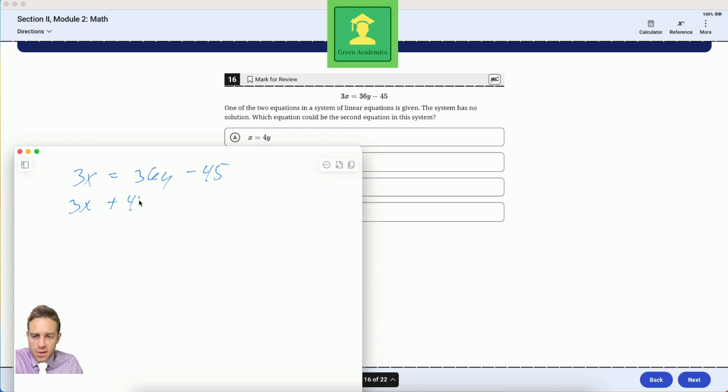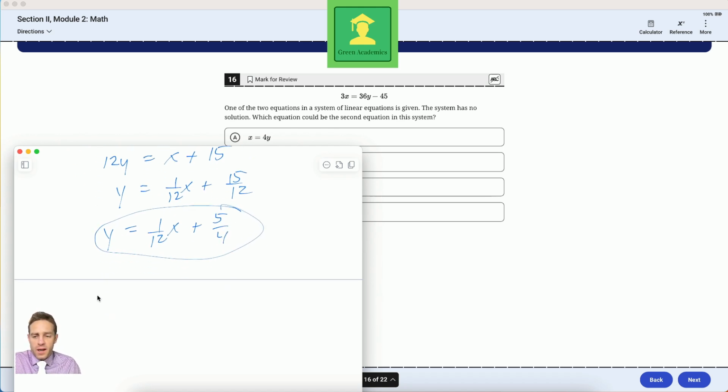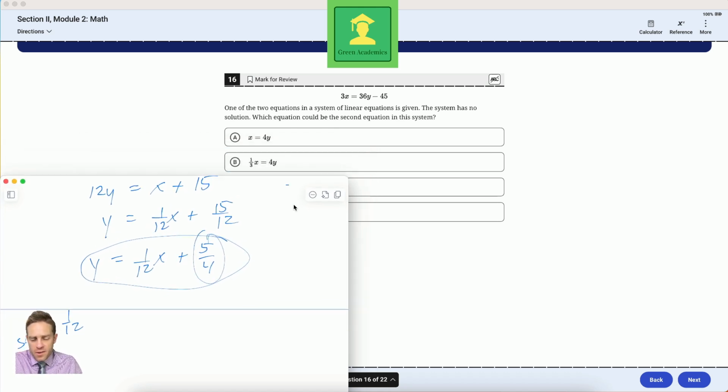So put this on the other side. I'm going to write it the other way. And then if I divide everything by 3 momentarily, I'm looking at 12y is x plus 15. And then divide by 12 gets you 1/12 x plus 15/12, which you could have written as y is 1/12 x plus 5/4. So you want the other line to have a slope of 1/12, but it cannot have the same y-intercept. Okay, so just going one at a time.